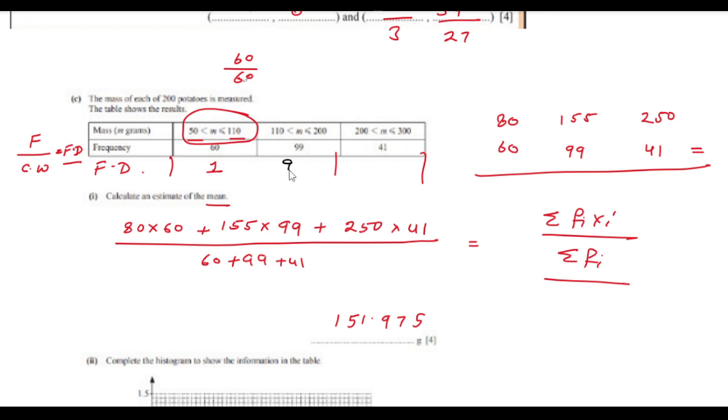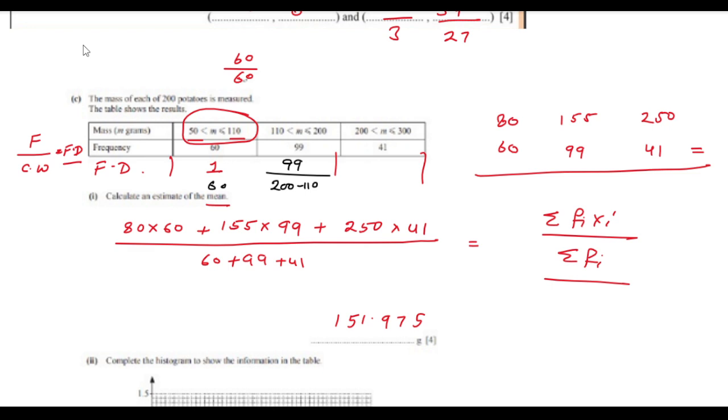Then here it's 99 divided by 200 minus 110. So, what about cumulative? Cumulative frequency is like, up to 100, how many things are there? So 60, then up to 200, we add this 60 with 99, and finally 60 with 41. Just adding the frequencies. If they ask me to find cumulative frequency, that's it.